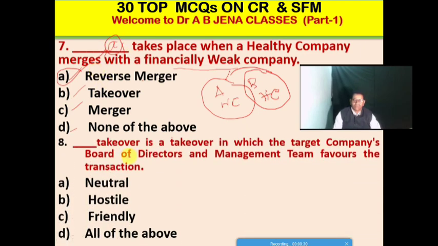So next MCQ, which type of takeover is a takeover in which the target company's board of directors and management team favors the transaction? A, it's the neutral. B, it's the hostile. C, it's the friendly. D, it's the friendly. Friends, so C is the right option for this MCQ.